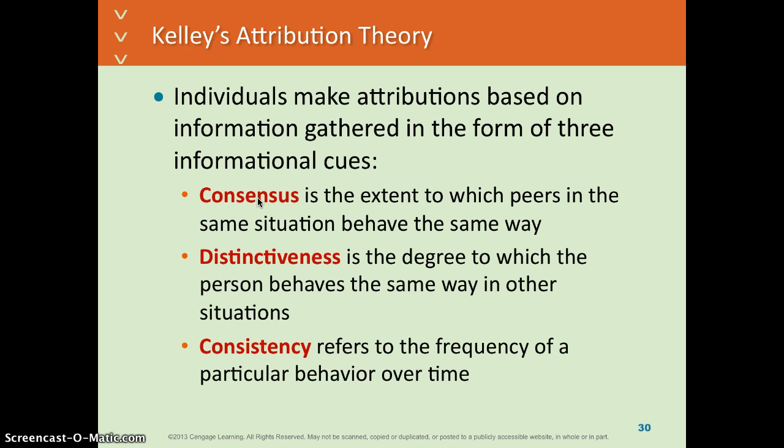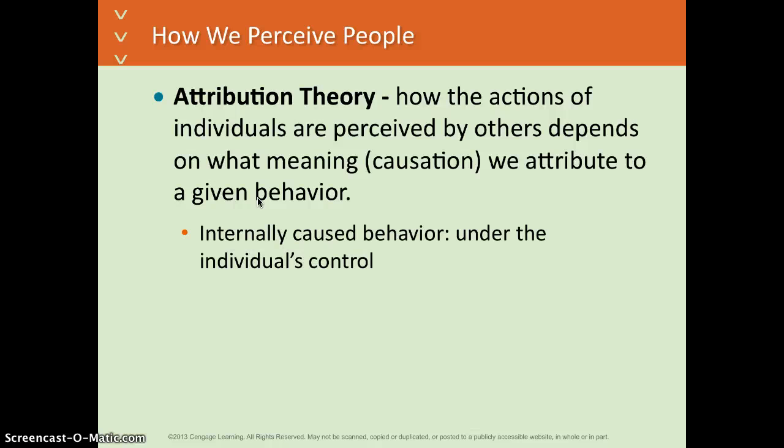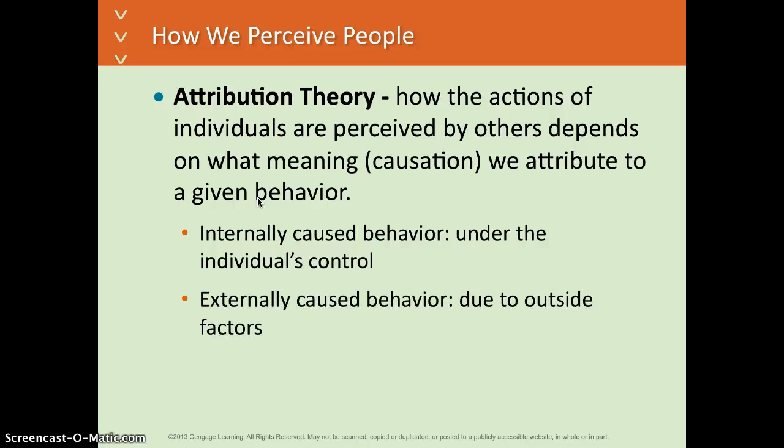Kelley's attribution theory. We all make and attribute certain behavior based on cues. The three informational cues are consensus, distinctiveness, and consistency. When we perceive people, we apply the attribution theory. We look at whether the behavior of an individual is under their control or whether it was caused on the outside, externally.